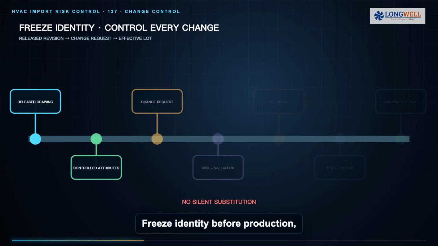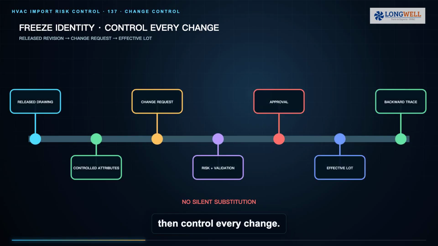Freeze identity before production, then control every change. Your agreement should define which changes require notice, which require written approval, and what evidence must accompany the request. A change record should state the affected part or process, reason, risk, validation plan, samples, effective lot, and traceability. This is not paperwork for its own sake. It prevents a quiet substitution from becoming a field failure months later.